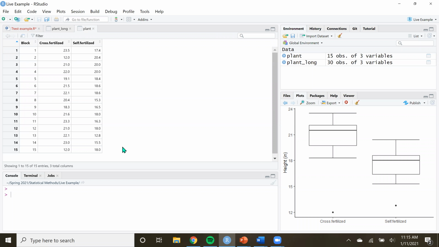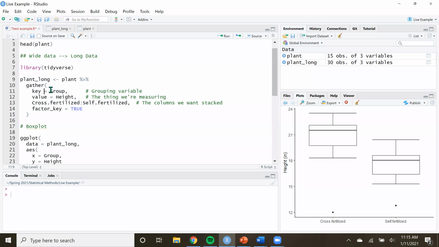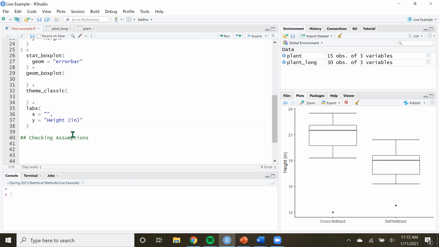We actually needed a new column of our grouping variable so we could plot it a little bit easier. And we did that with the gather function here using the tidyverse, okay? Very cool. And we were able to then plot those differences, and we've got that nice and organized right over here. Okay, now we want to move on to a proper t-test.